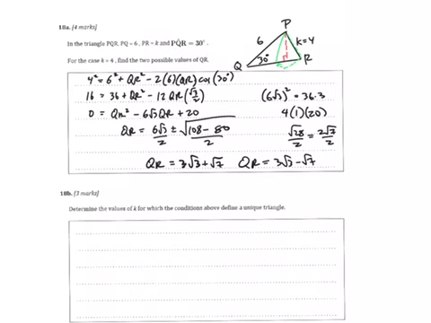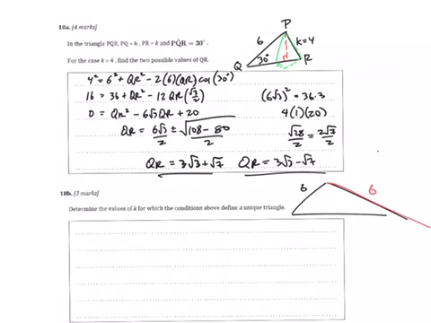Okay, so part B, 3 marks. Determine the value for K for which the conditions above define a unique triangle. So in this case, if K equals 4, we would not have a unique triangle because there's 2 possible lengths for QR. Now, one quick way that I can identify is if PR, or if K is greater than 6. So I've got a length of 6 here. I've got QR here. If this length here is 6 or more, greater than or equal to 6, I should say.